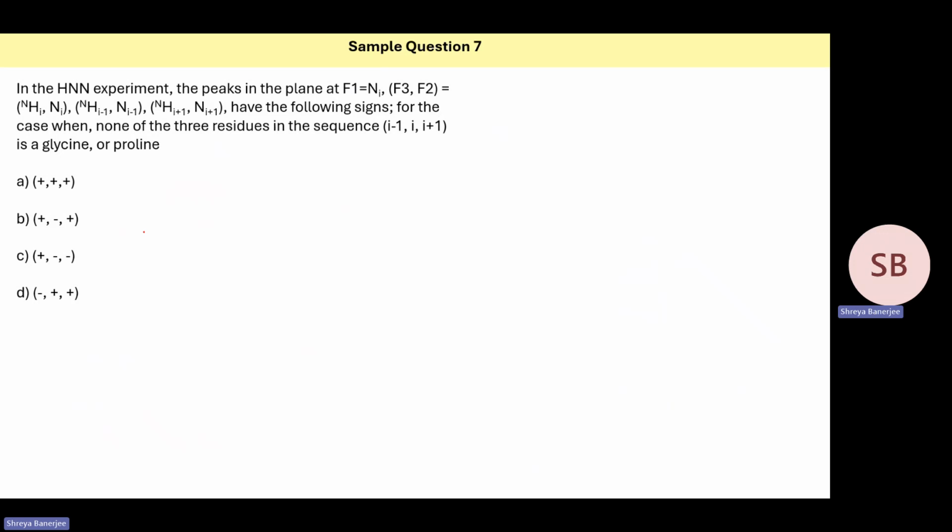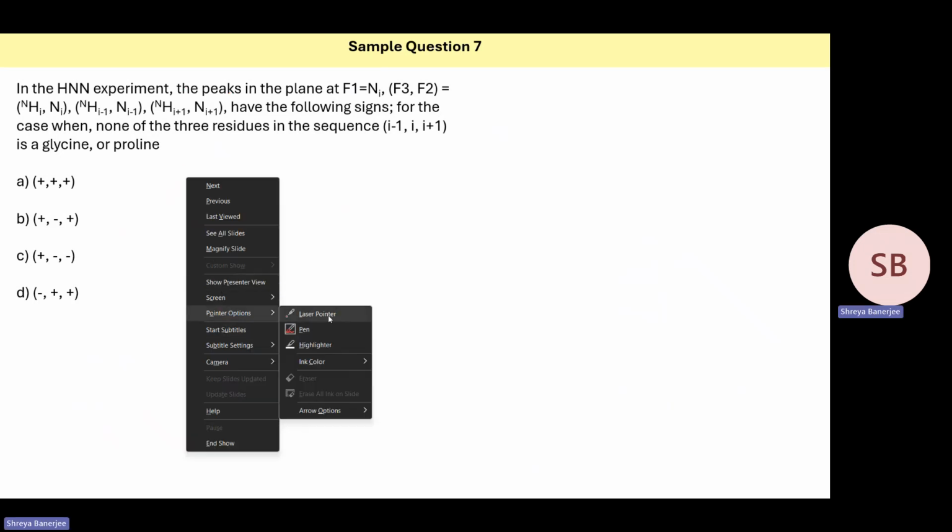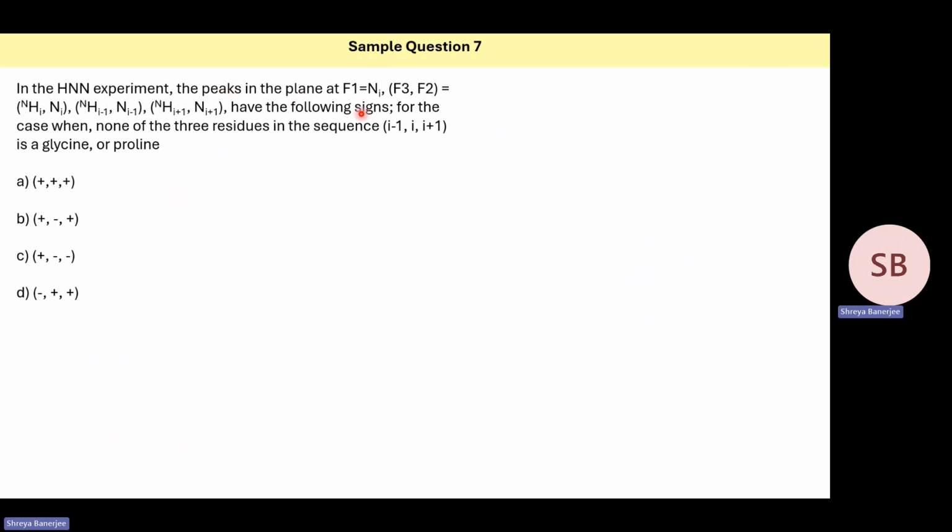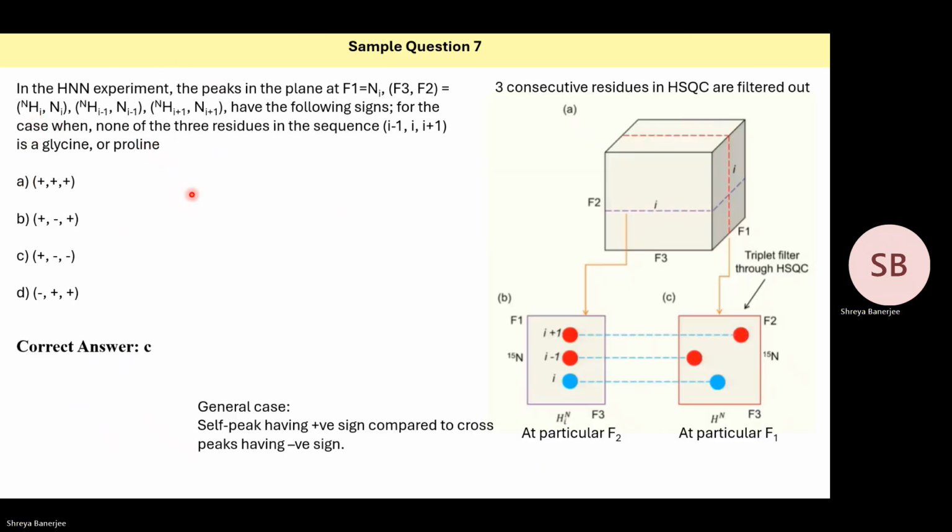Then you have another question on the HNN experiment. It is saying that in the HNN experiment, in this plane, what are the signs? Assuming there is no glycine or proline. So what does this mean? The first thing it is saying is that F1 is fixed. F1 is N i, which means you are fixing F1. So basically we are looking at this case, which is at a particular F1.